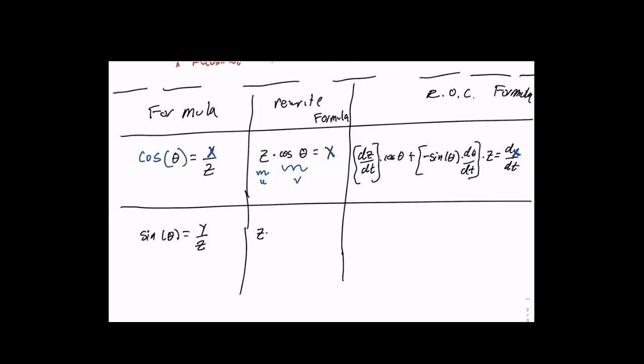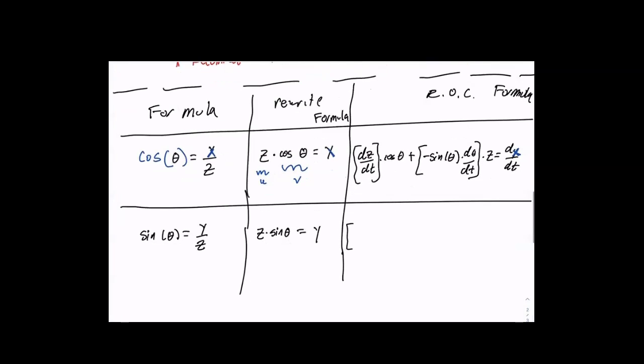So z times sine of theta equals y. All right, product rule on this one. So u is the z, v is sine theta, so we get what?